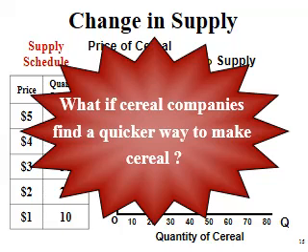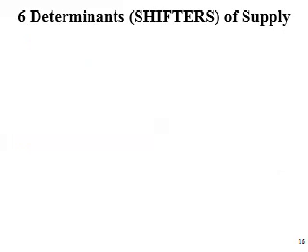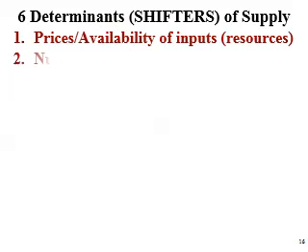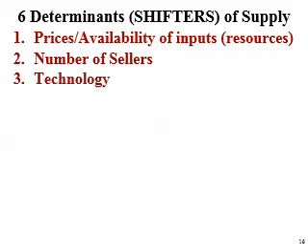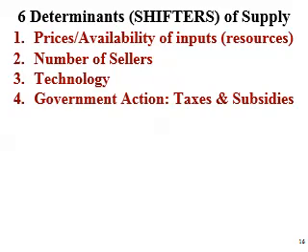To look at just briefly what these shifters are. So another scenario, what if cereal companies find a quicker way to make cereal? And that will lead us into what our 6 shifters of supply are. If you remember, for demand, our demand curve, we had 5 shifters. We had taste and preferences, number of consumers, price of related goods, both substitutes and complements, change in income, and future expectations of profit, of price.